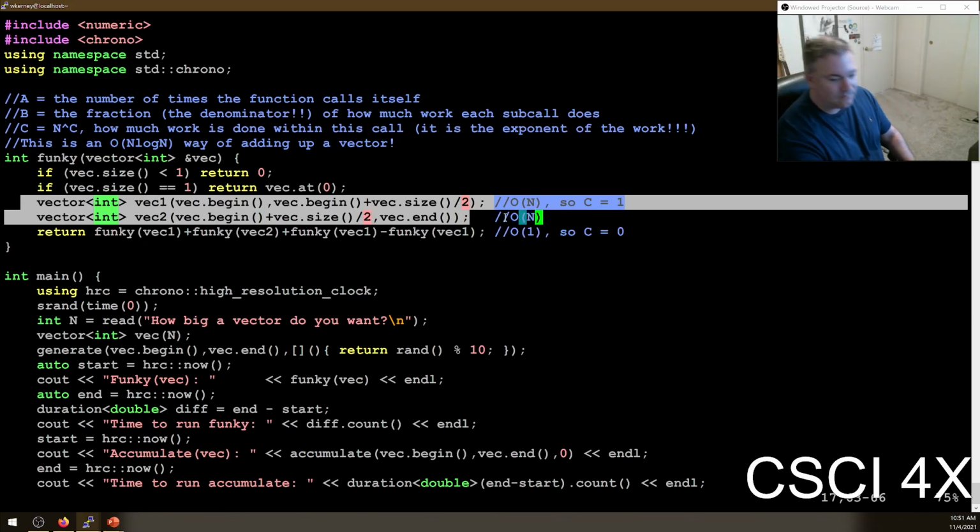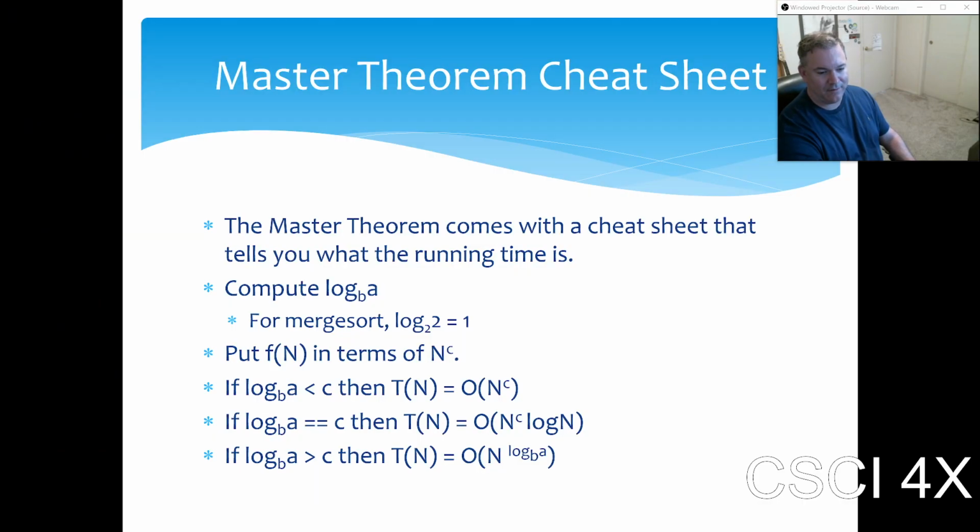So now we come back over into here. What is the log base 2 of 4? 2 to the what power is 4? 2. So what is bigger, log base B of A or C? C is 1. The log base 2 of 4 is 2. So which one's bigger? The log base B of A.